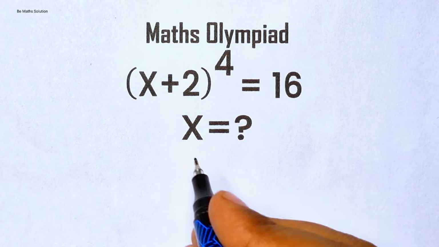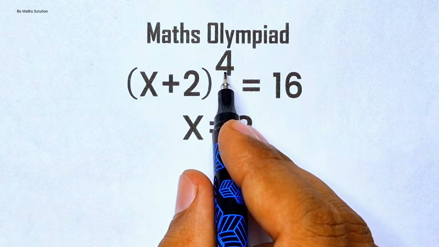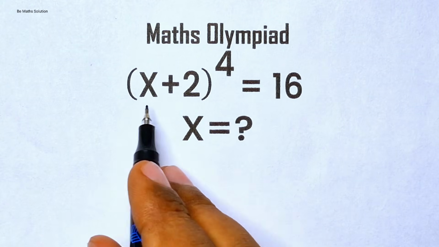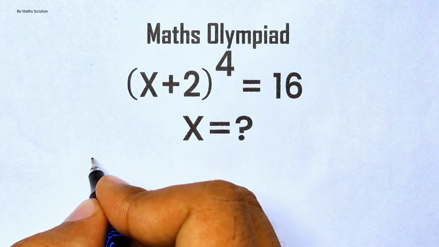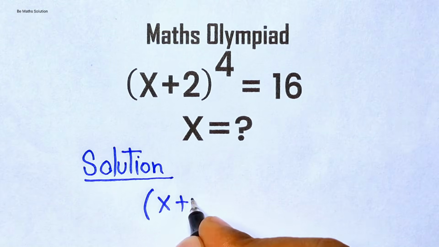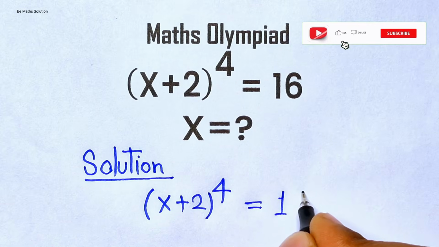Hello everyone, today we are going to solve this math problem: (x + 2)^4 = 16. To find the value of x from this equation, let's have a solution. From this equation, (x + 2)^4 = 16.